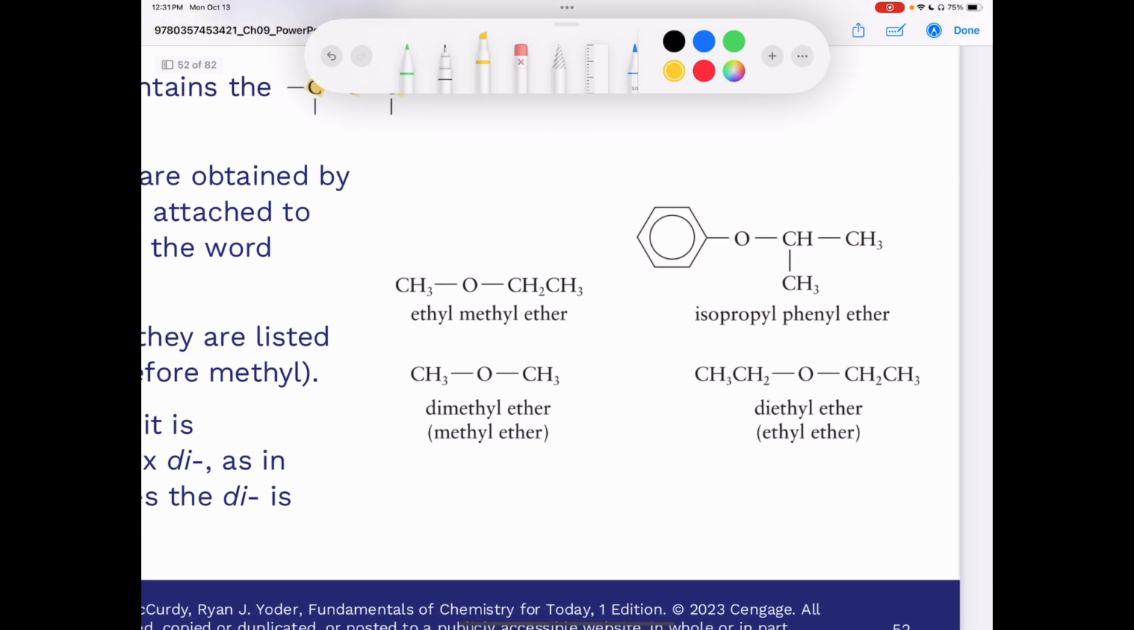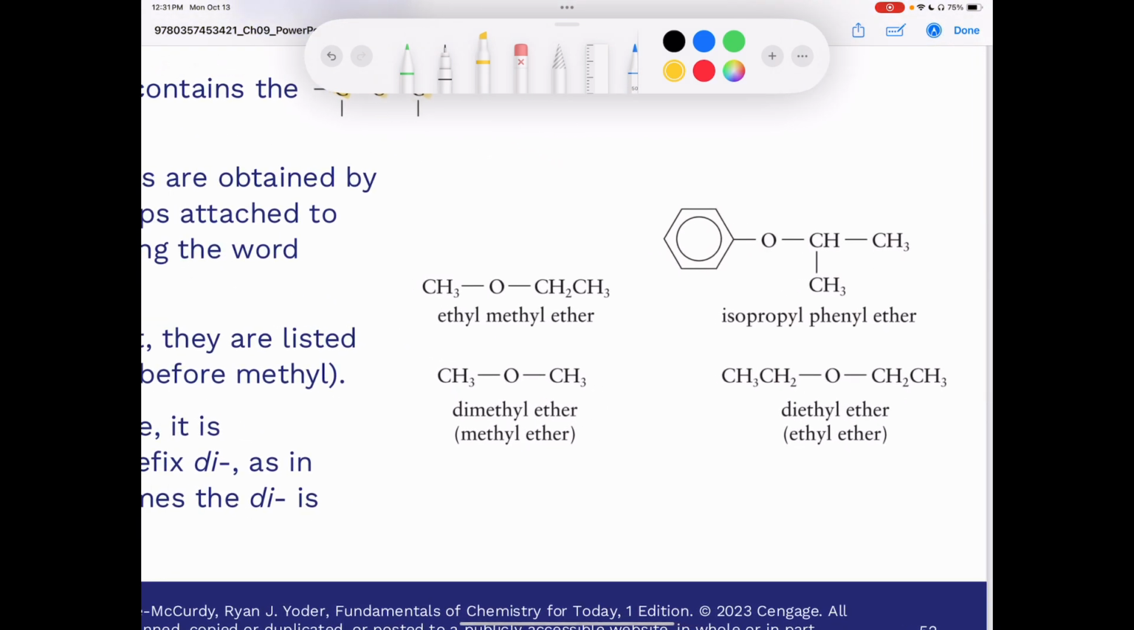So let's take a look at the examples here. On the first one, we've got a methyl group, and we have an ethyl group here. We'd call that ethyl methyl ether. On the one below it, we have two methyl groups. So you could call it dimethyl ether. That's what I would call it, but some people just say methyl ether. They leave out the di. Either one is totally acceptable.